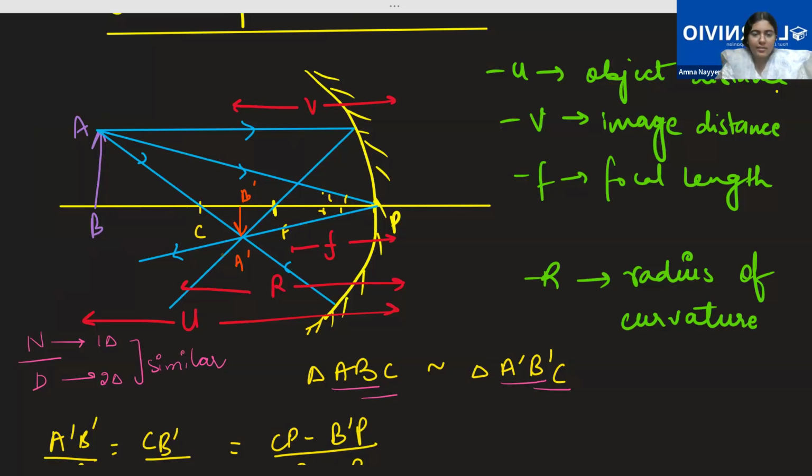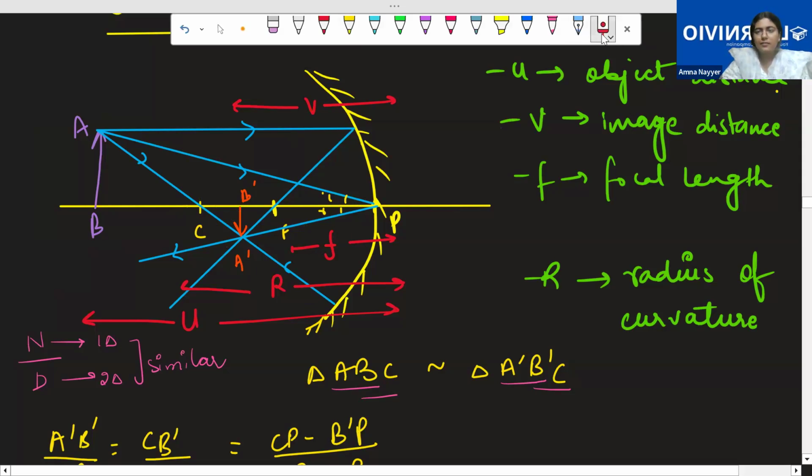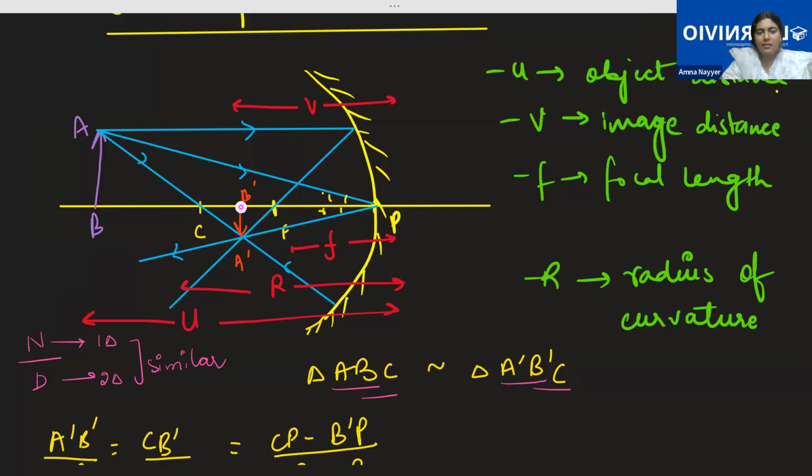Look class, can it be written as the radius of curvature minus the image distance? Look here, this is R, the complete radius of curvature. And this is the image distance. If I subtract, I'll get this B dash C. Do you agree, all of you? This leftover part will be CP minus B dash P. Can I say that is equal to B dash C? Yes, ma'am. So that can be written for B dash C.